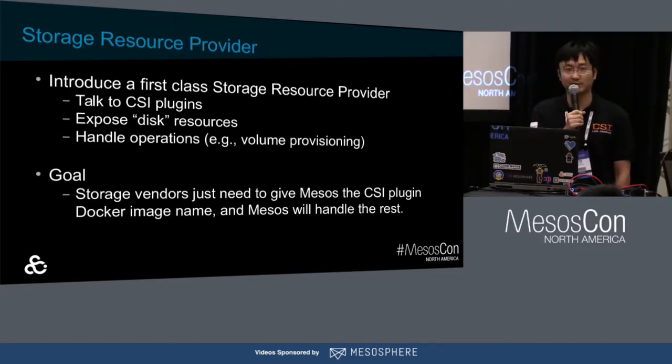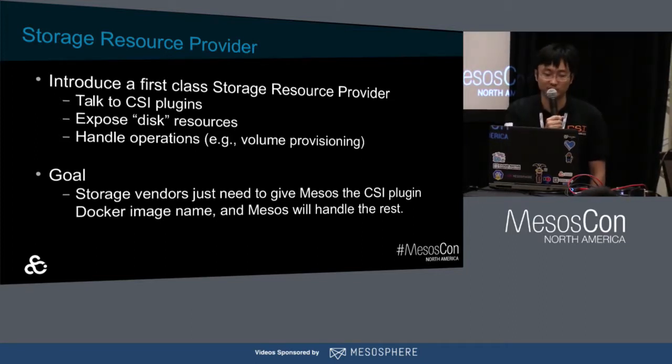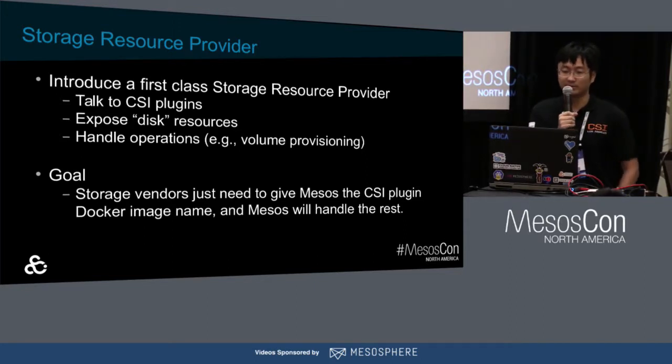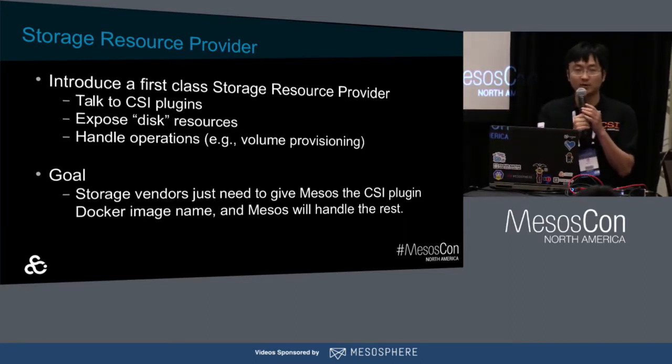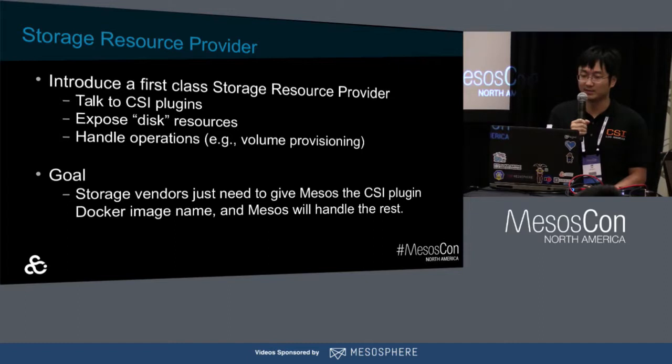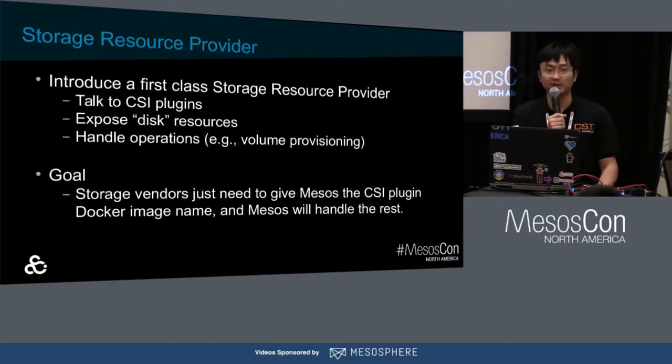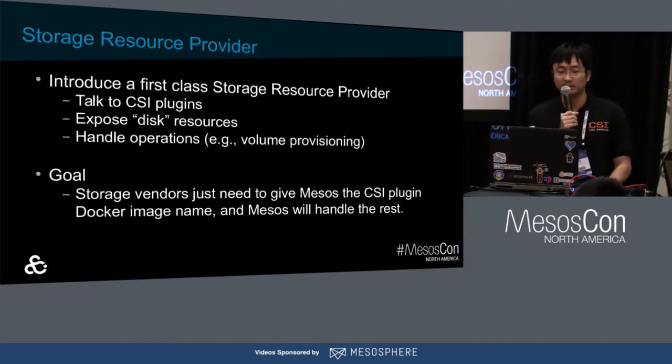For example, we have some existing operations like reserve, create persistent volume, and we want to extend that to support things like create block, create volume, which is just provisioning and deprovisioning volumes from those storage providers. And the goal in Mesos support is pretty simple. I'll phrase it as this: the storage vendors just need to provide Mesos a single Docker image that contains all the CSI plugin bits and the configurations, and Mesos will handle the rest.